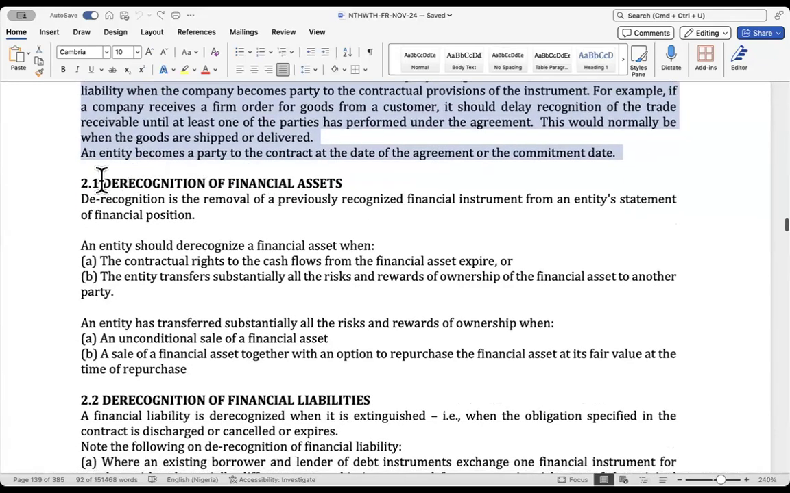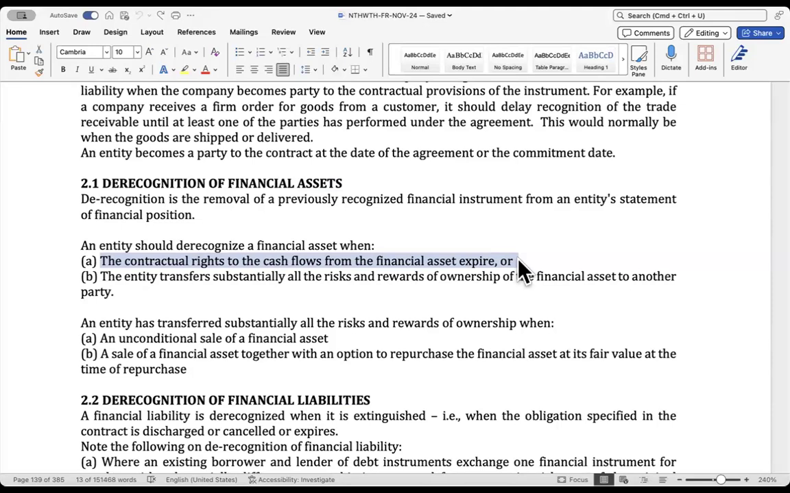Then the second one is derecognition. When do you derecognize a financial asset? You derecognize a financial asset when your right to the cash flow from the asset has expired. That should make sense to you because derecognition means removal. Derecognition means you are done with it, then remove it.